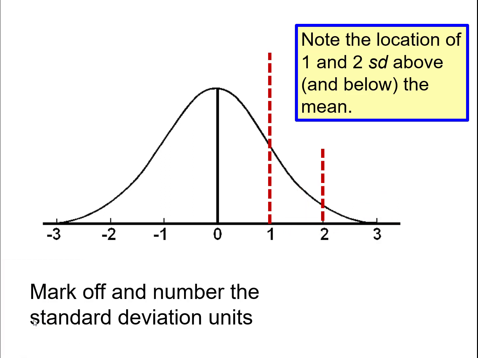So the location of 2 standard deviations above the mean should be a location where you get just this little kind of triangle there that's just 2% of the area under the curve. And how about the location of 1 standard deviation above the mean?